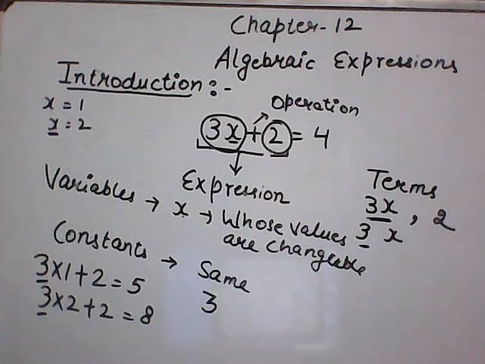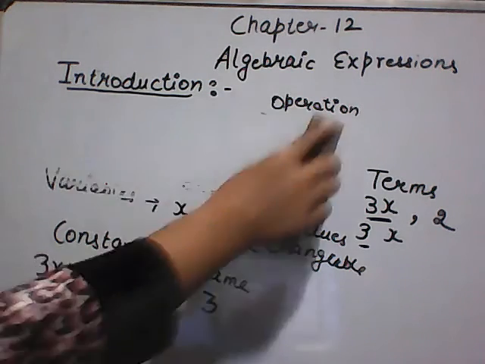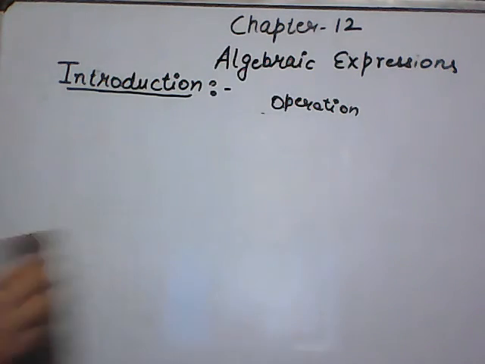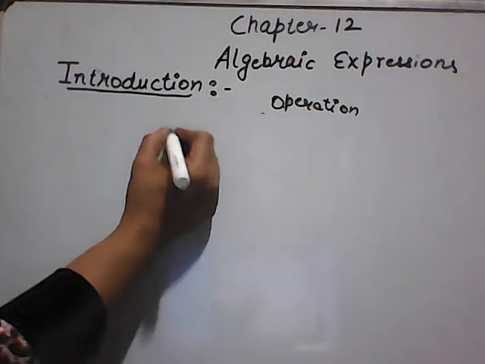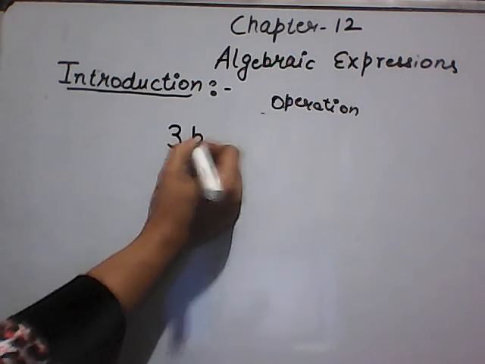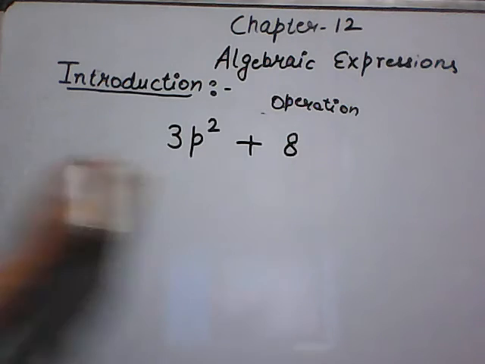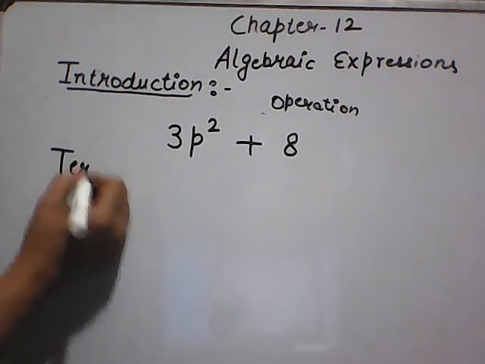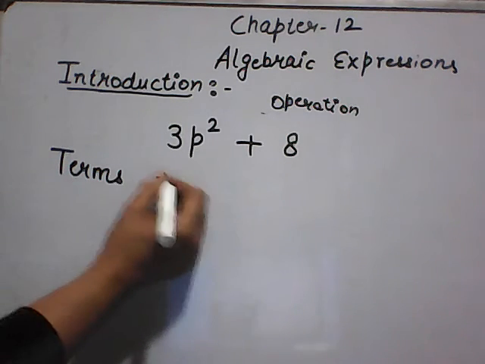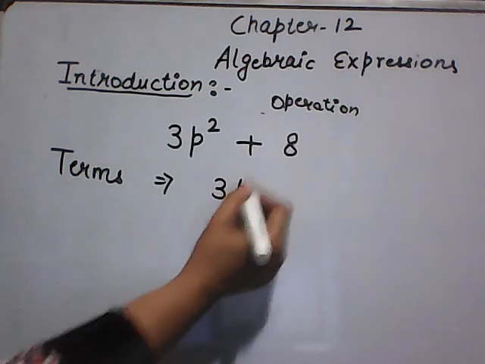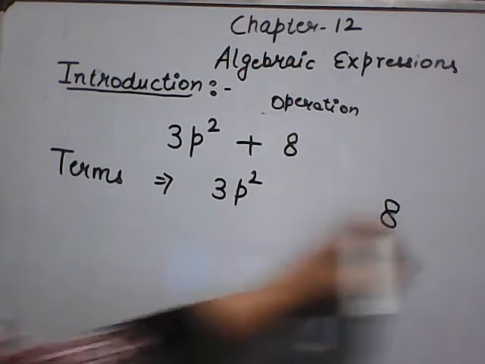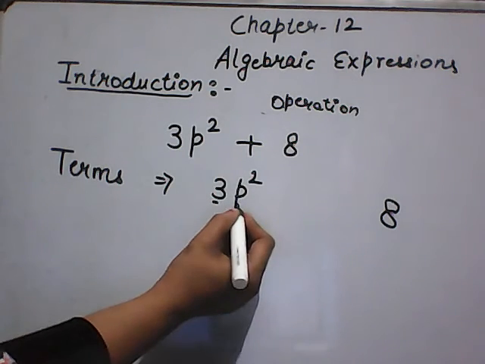Now let's move to the next topic, factors of a term. Suppose I write the expression 3p square plus 8. In this expression we have used two terms. What are the two terms? 3p square and 8. Here 3 is a constant, p is a variable.